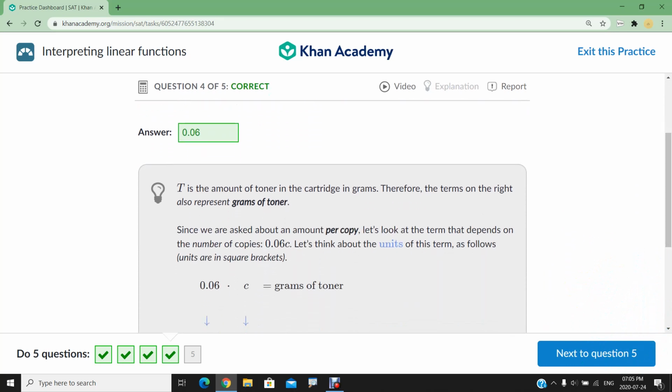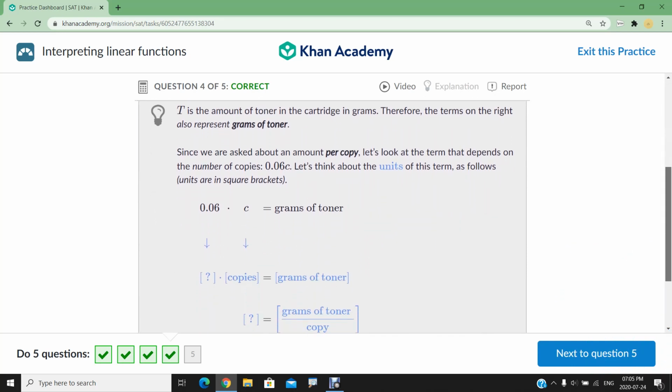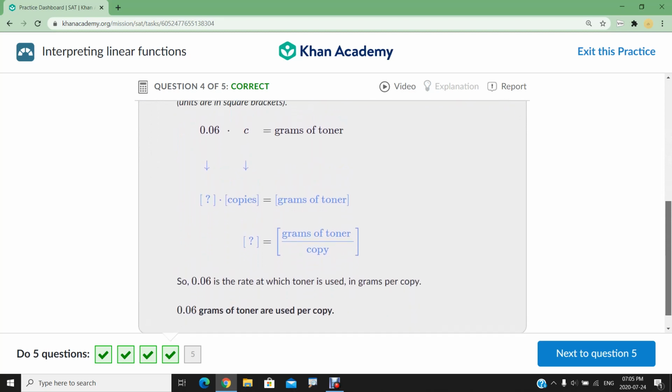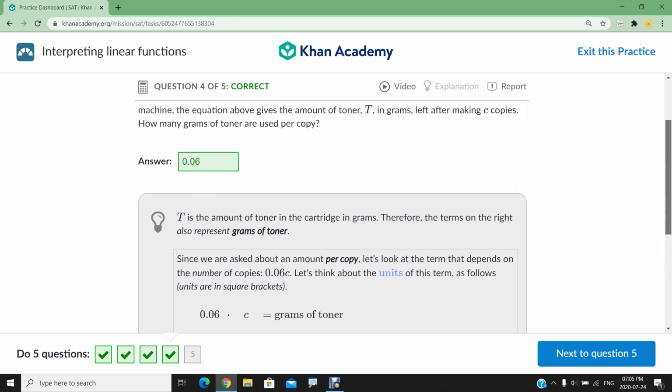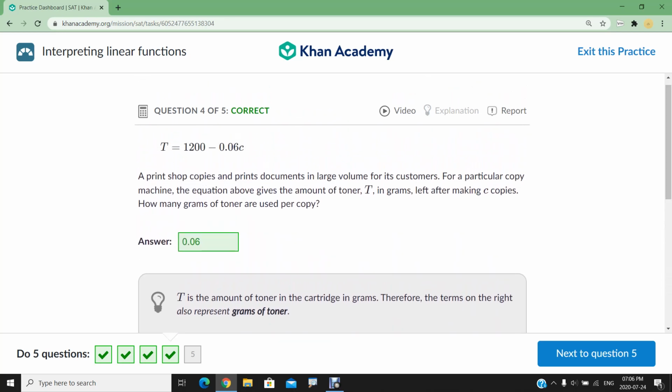Let's read it. T is the amount of toner in the cartridge in grams. Yes. So 0.06 is the rate at which toner is used in grams per copy. So we can say that if you think of this as the slope-intercept form, this is our slope, and our slope is always the rate of change, right? So the rate of change here is 0.06 grams of toner per copy.